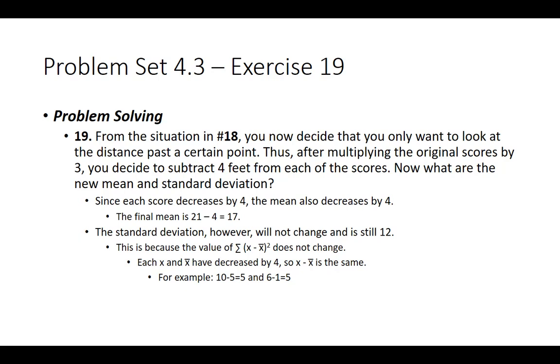What's different in this one than the last one, though, is that the standard deviation will not change and is still going to be 12. And this is because the value of x minus x bar doesn't change. Each x and each x bar has decreased by 4. So x minus x bar is still the same. That means when we take the sum of the squares, that hasn't changed. The standard deviation calculation will still be 12.